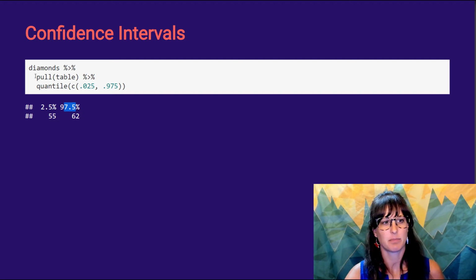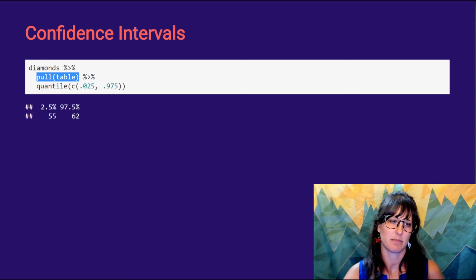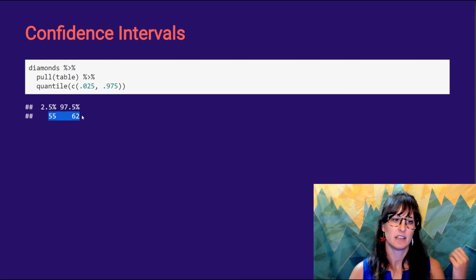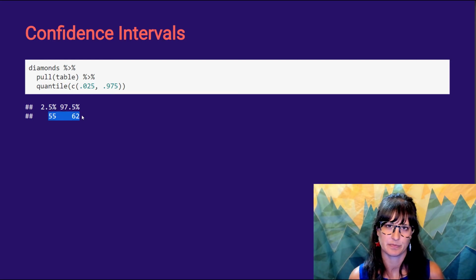So here what I've done is I've pulled out all those observed values that we saw in those 14,000 diamonds. And I've said, give me the middle 95%. And here I see 55 to 62. Let me remind you of what we got when we used the t_test function.